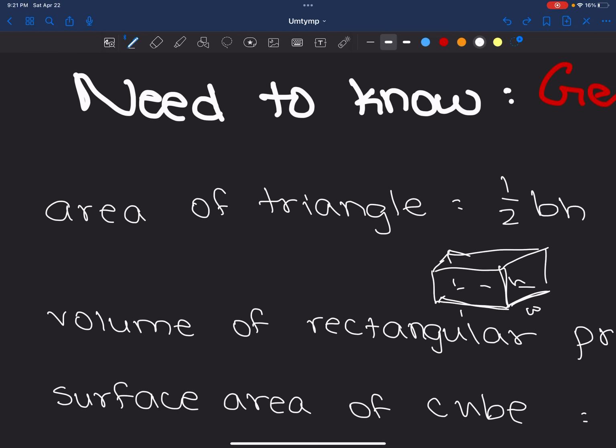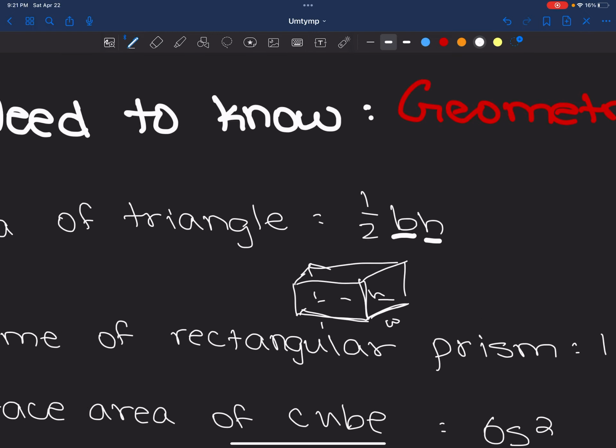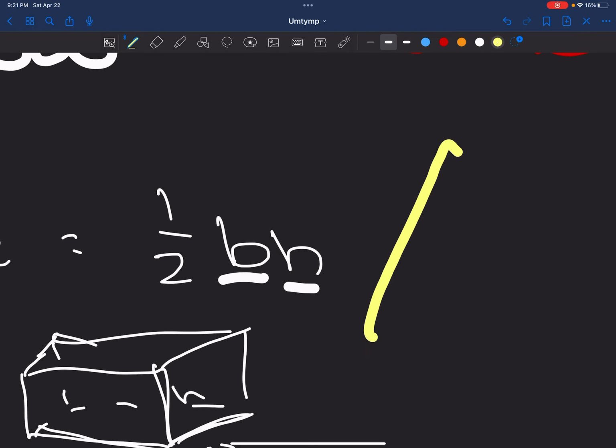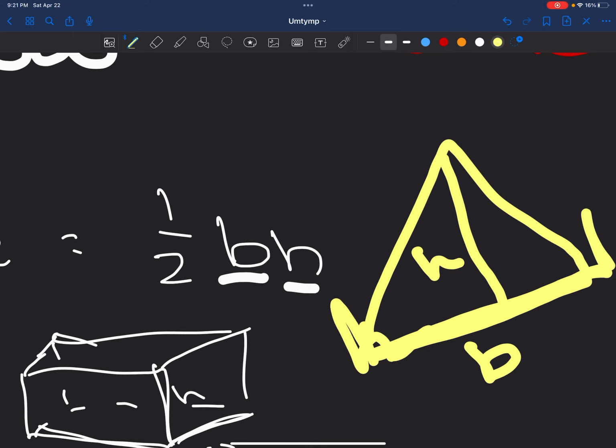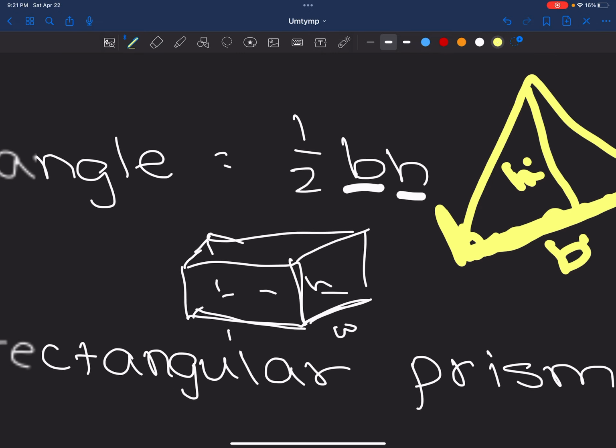The area of a triangle is equal to the base of the triangle times the height of the triangle divided by 2. So pretty simple. If you need an example, if I have a triangle, this is the height, this is the base, this whole thing. If that's the base and this is the height, then base times height over 2 is equal to the area.